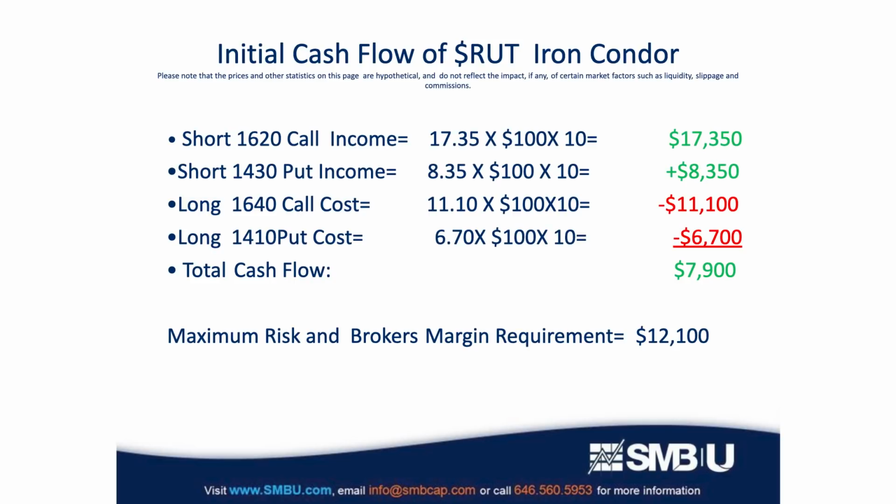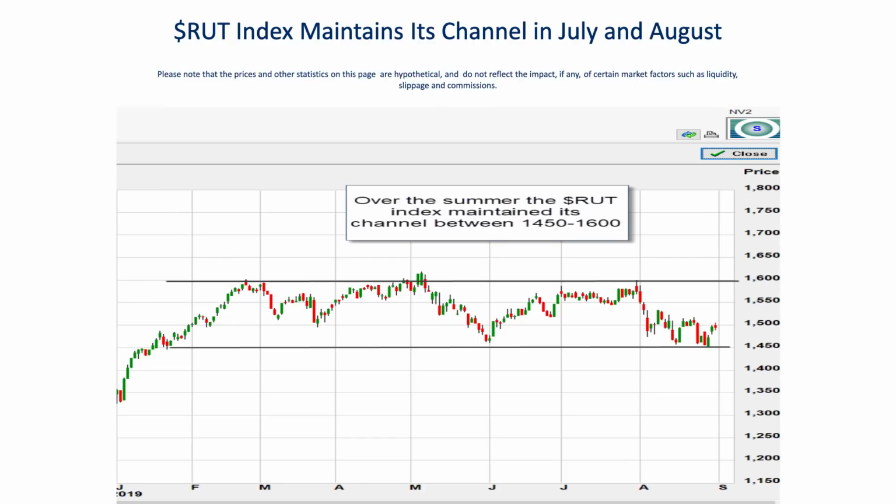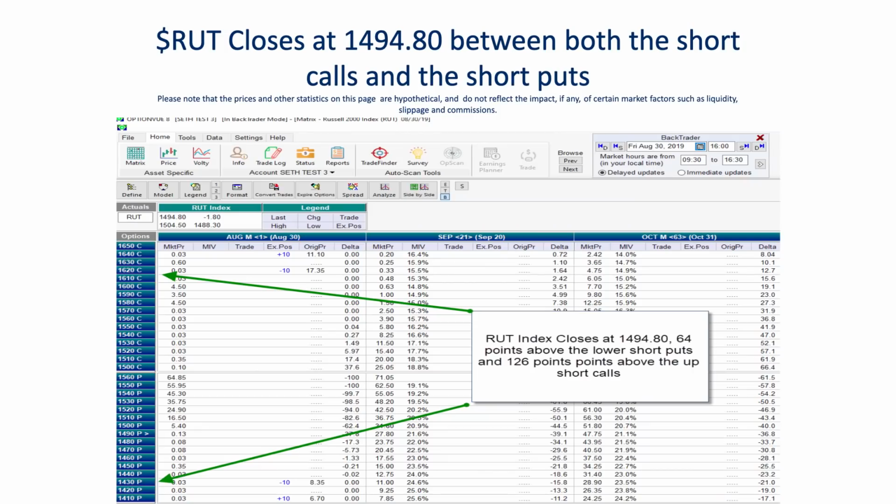So now let's take a look at a chart of the RUT index over the next 2 months. And as you can see, as expected, the index maintained its channel between 1450 and 1600, as often will happen over the summers. Many investors and traders take vacation and otherwise don't make any major moves. So let's take a look at this iron condor trade on the day that it expires, which is August 30th. And as you can see, the index closes at 1494.80, which is well above the short and long puts and even farther below the short and long calls. And so let's analyze the implications of that.